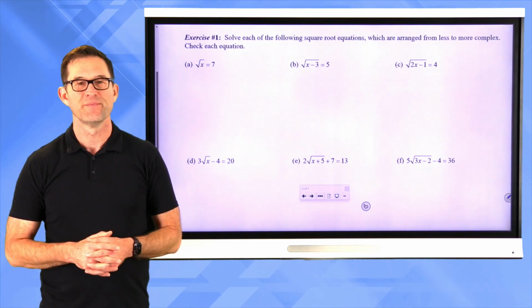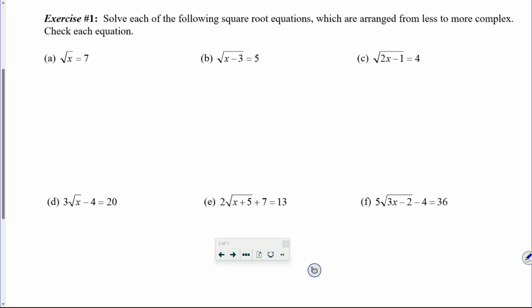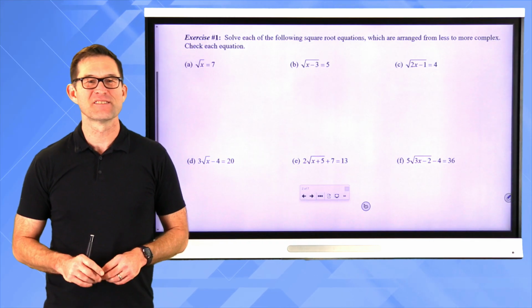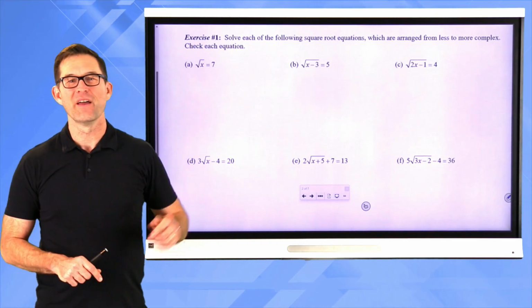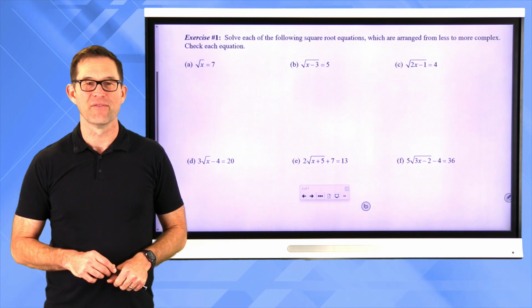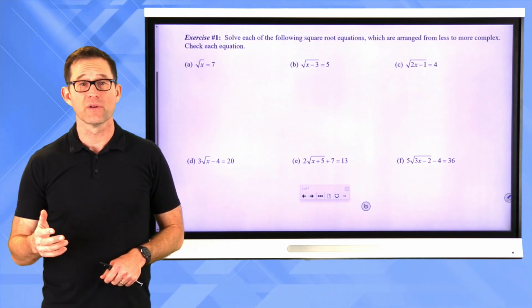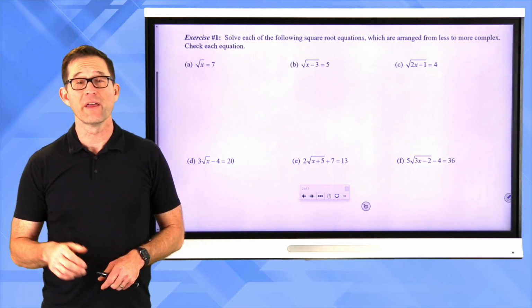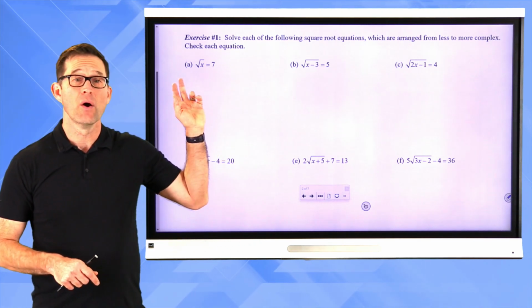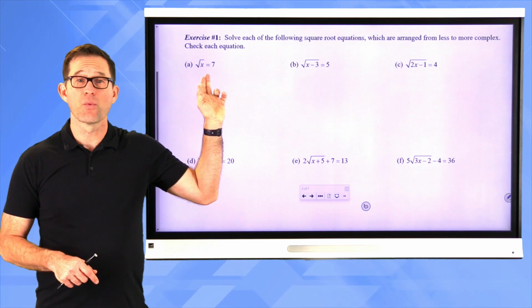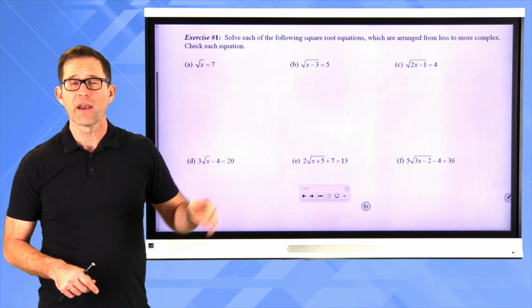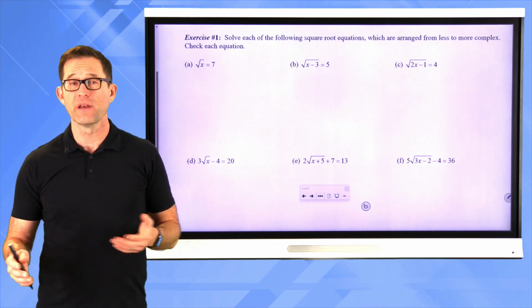Exercise number 1. Solve each of the following square root equations, which are arranged from less to more complex. Check each equation. All right, well, the simplest of them all, letter A, the square root of x is equal to 7. Now that's the kind of equation that you really should be able to solve just by thinking about it, right? Because this equation is saying what number, when I take its square root, is equal to 7, and of course that number is equal to 49.